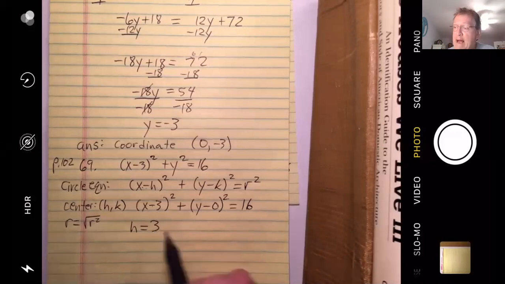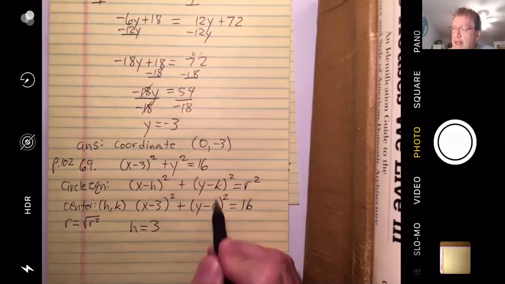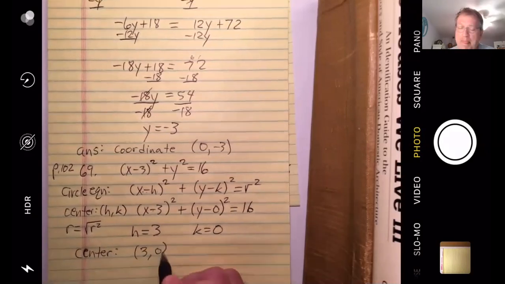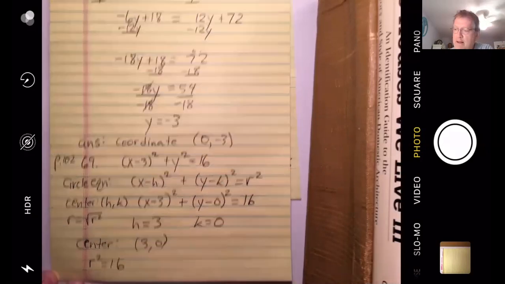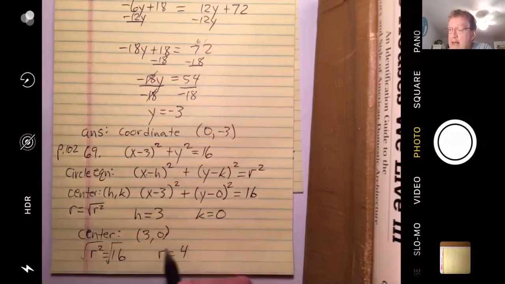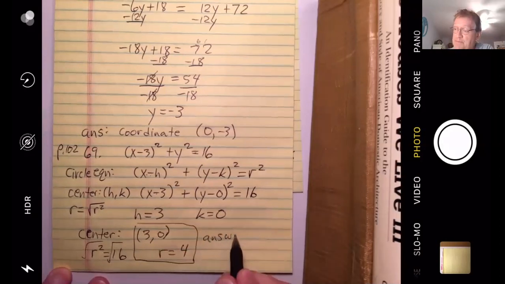On the k here, since that's a straight y squared, the k is directly 0. That gives you the center as just 3 and 0. The r squared is equal to 16, so when you take the square root, you get a direct radius of 4. And that's all they're really asking for. These are the answers to this one.